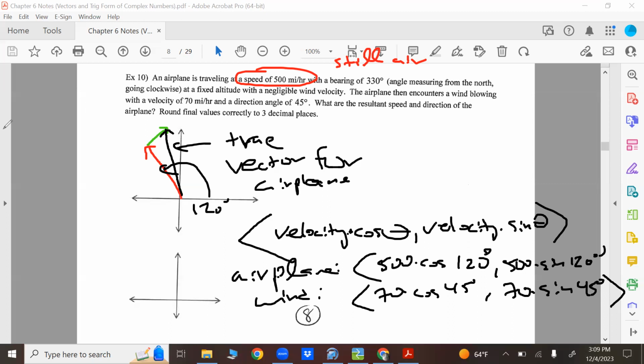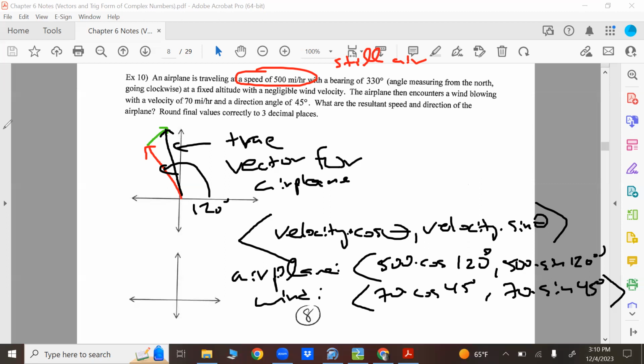Since everyone's here, I'll just do it on the board. So the airplane will be 500 times negative half, 500 times root 3 over 2. Wind will be 70 times root 2 over 2, and 70 times root 2 over 2. Oh, yep, sorry. You're right.